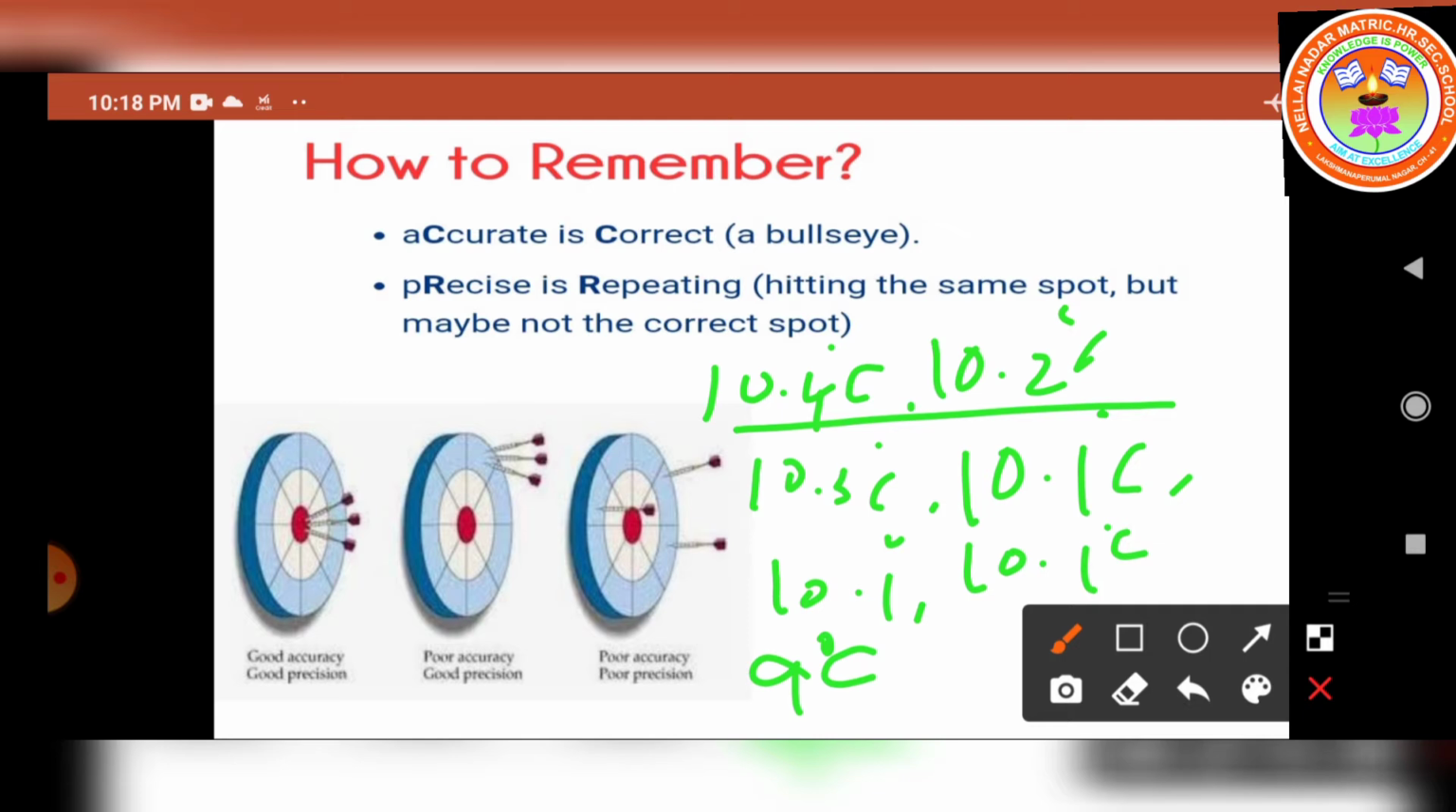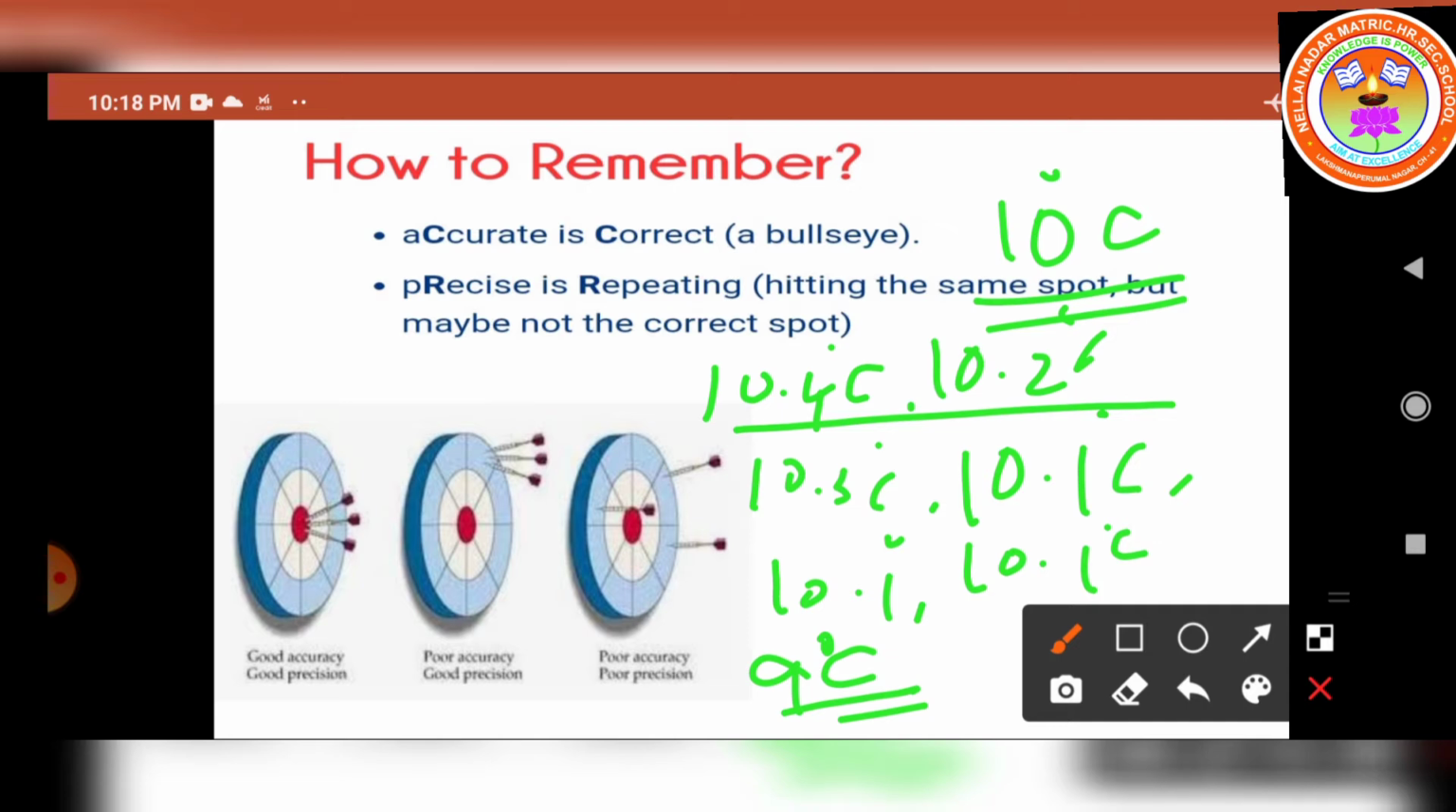But the real temperature inside the refrigerator is what? 9 degrees Celsius. So we can say that the thermometer is not accurate, because a difference of more than 1 degree Celsius is seen. But since all the measured values are very close to which value? 10 degrees Celsius. Now it is precise. The thermometer is precise because all the readings are very close to 10 degrees Celsius.